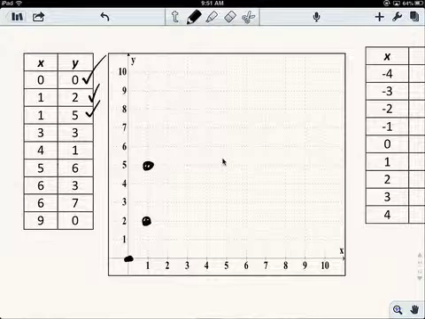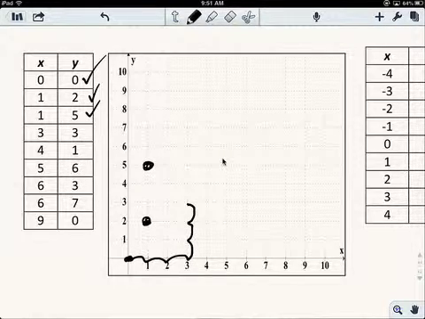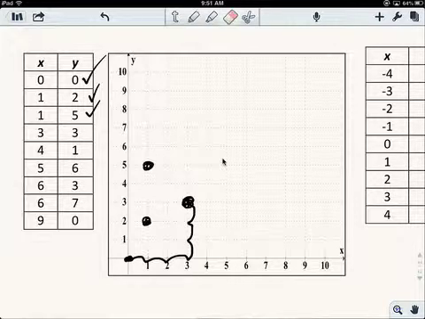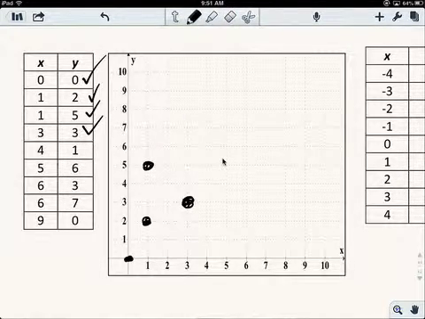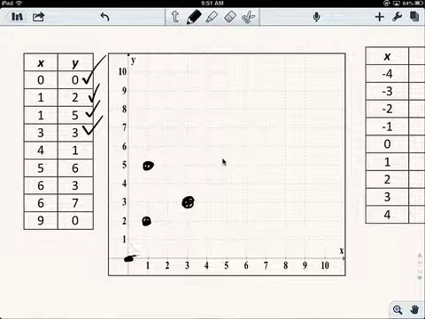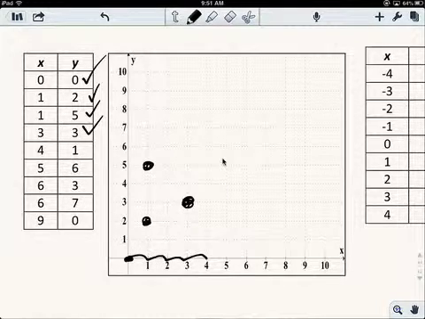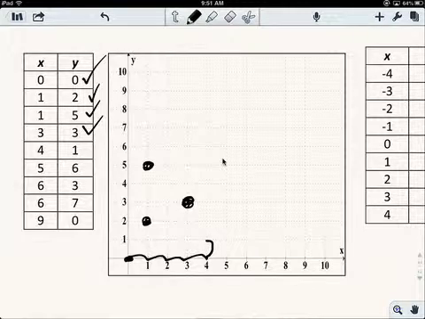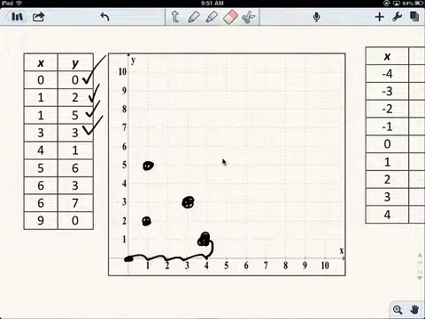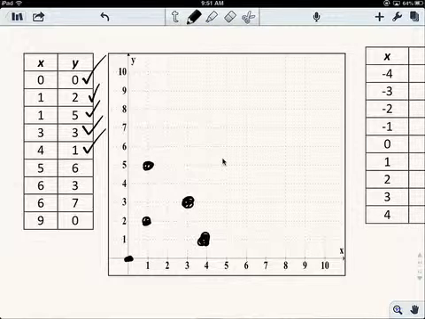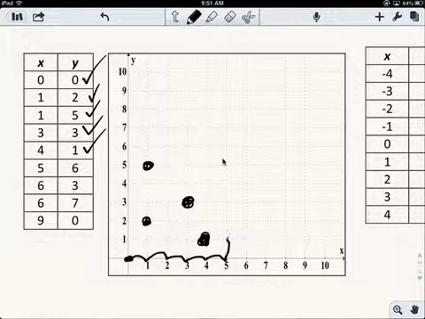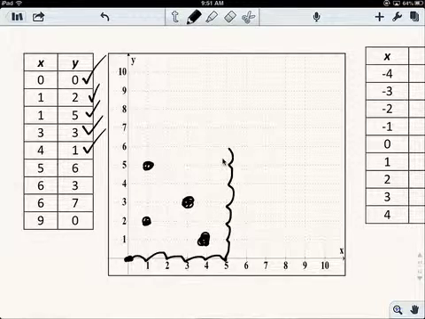Now I do 3, 3, so I go over 1, 2, 3, and then up 1, 2, 3. So there's my point. 4, 1, I go over 1, 2, 3, 4 to the right because it's +4, and then up 1. 5, 6, I go over 1, 2, 3, 4, 5, and then up 1, 2, 3, 4, 5, 6.